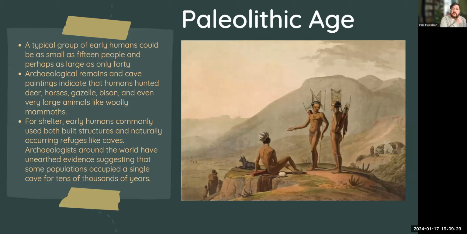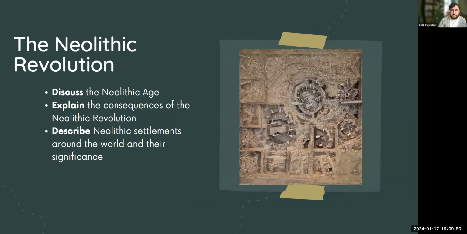For shelter, humans are usually going to either build structures or find natural structures like caves to protect themselves from the elements. And around the world, archaeologists have found evidence suggesting that some populations would stay in a cave for tens of thousands of years. That is just where their family would live, and kind of roam out from there and then come back to home base.